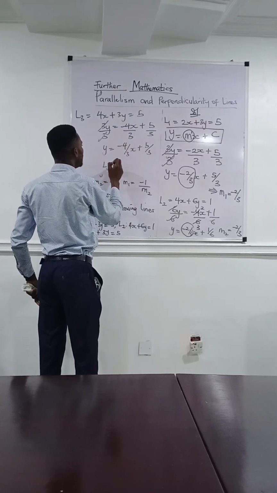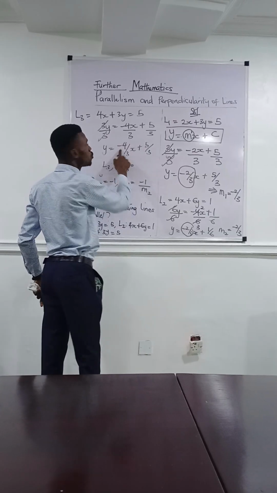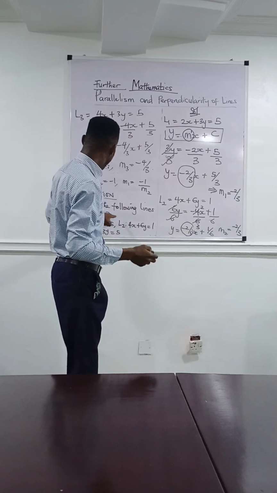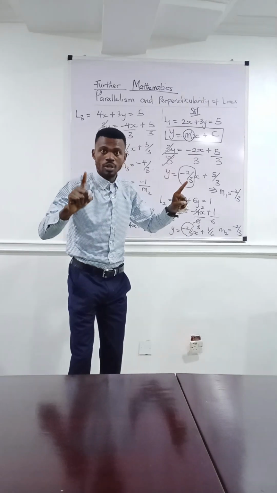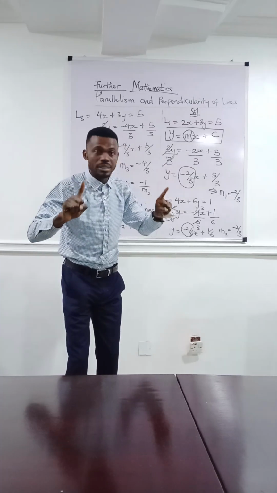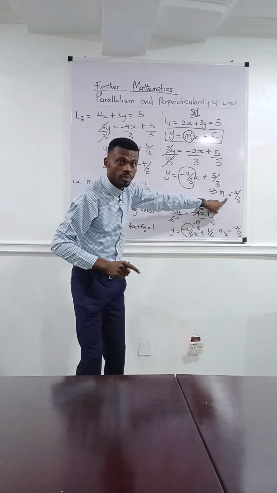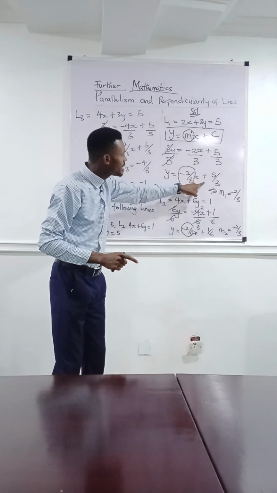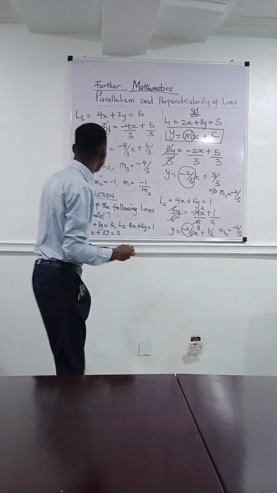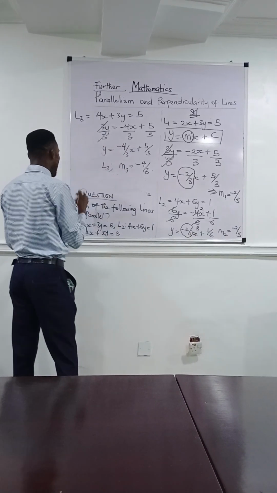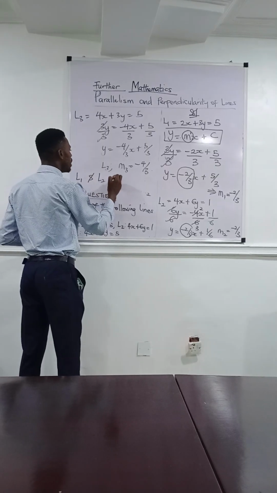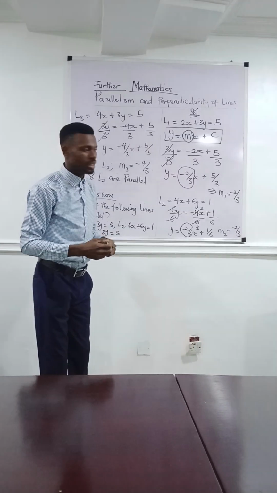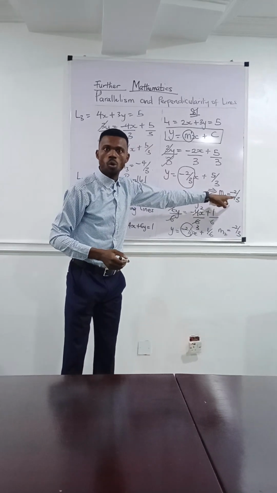So for L3, the gradient M3 is equal to what? The coefficient of x: minus 4 over 3. Now, the question says which of the following lines are parallel? Remember the condition we gave: for lines to be parallel, the gradients must be the same. The gradient is minus 2 over 3 for the first, minus 2 over 3 for the second, and minus 4 over 3 for the third. So what do you observe? The first and the second are the same. It therefore means that lines L1 and L2 are parallel. Why are they parallel? Because they have equal gradients, equal to minus 2 over 3.